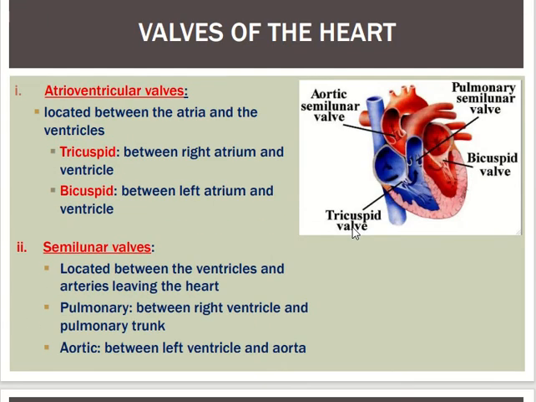Okay, so there are two types of valve that you have to know. The first one is the atrioventricular valve. The atrioventricular valve is located between the atria and also the ventricle, meaning to say the valve that prevents the flow back of the blood from the ventricle back to the atria is known as the atrioventricular valve. There are two types of atrioventricular valve.